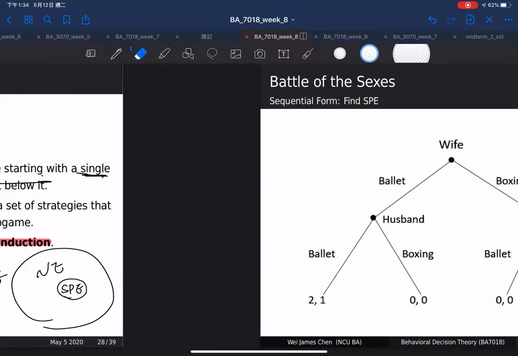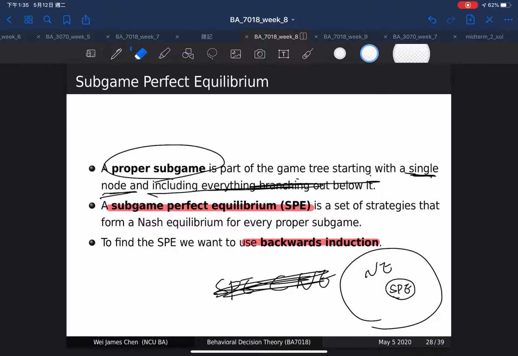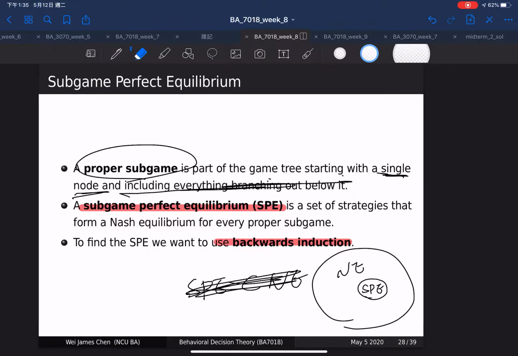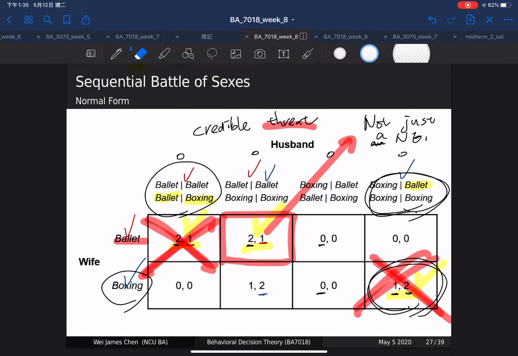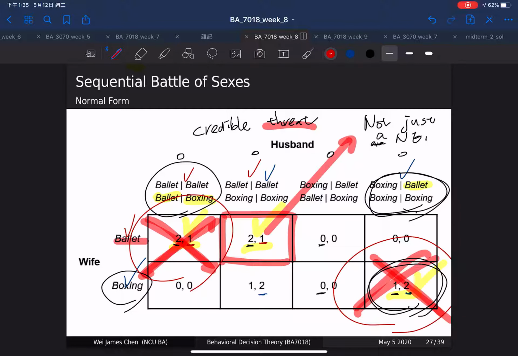And the definition of SPE is that the strategy needs to be a Nash equilibrium in every proper subgame. The reason why these two that I crossed out do not satisfy subgame perfect equilibrium is that in some subgame it is not a Nash equilibrium. It's not the best response.